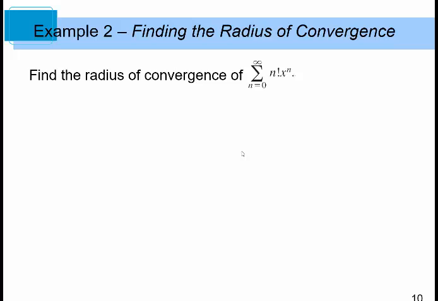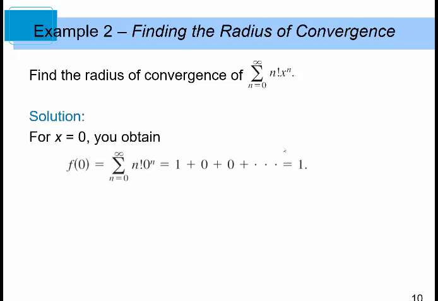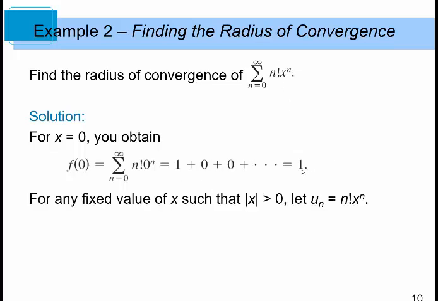All right, so let's find the radius of convergence for this one here. I've got the sum from n equals 0 to infinity of n factorial x to the n. For x equal to 0, when you plug it in, 0 raised to whatever power doesn't matter, it just equals 1.